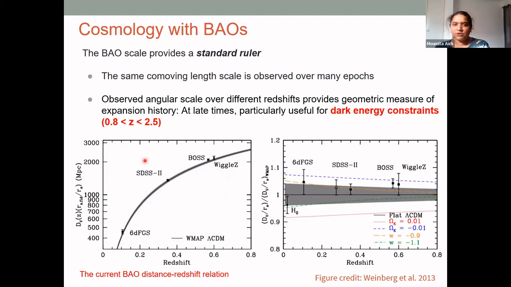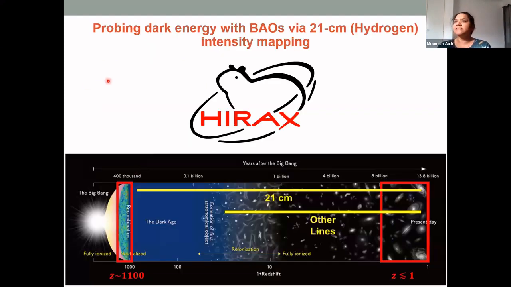Right, so let's come to HIRAX. So basically, probing dark energy with BAOs using 21 centimeter intensity mapping. We have explained what BAOs are. I'm not going to explain dark energy, but that's what we are trying to probe using HIRAX. So what I'm going to explain now is the 21 centimeter hydrogen intensity mapping.